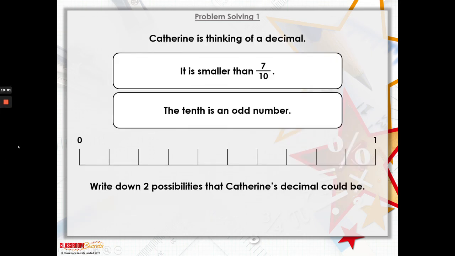And the last one, problem solving. Catherine is thinking of a decimal. It is smaller than 7/10, but the tenth is an odd number. It says here, write down 2 possibilities that Catherine's decimal could be. It's smaller than 7/10, and the tenth is an odd number. So have a really careful think. Pause the video and have a go.